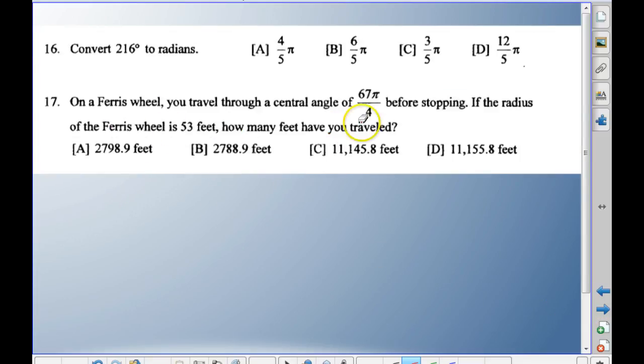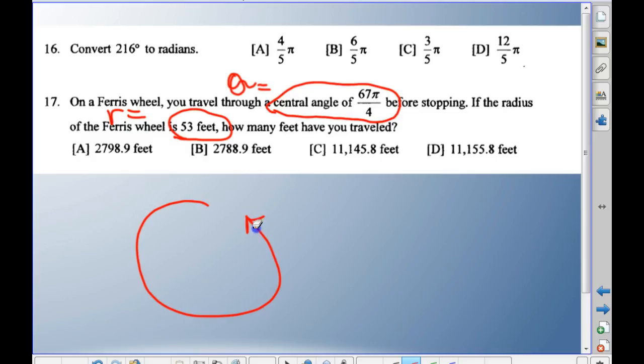Number 17 can be a little bit tricky. What Greek letter have we been using for a central angle? Just theta, yep. Okay. And the radius is 53 feet. And we want to know the distance around that you've traveled. What is that called? Yes, or if it's a piece of the circumference, it's called an arc length, which is S. Yep, just like you said.